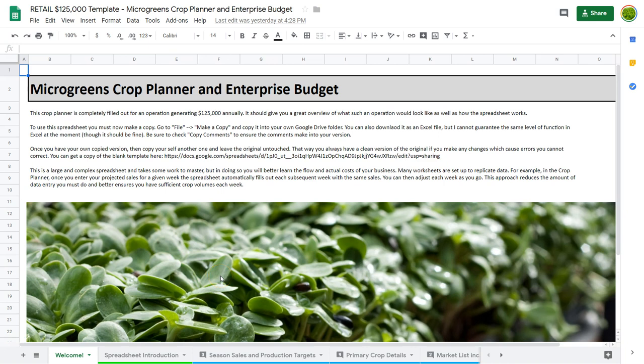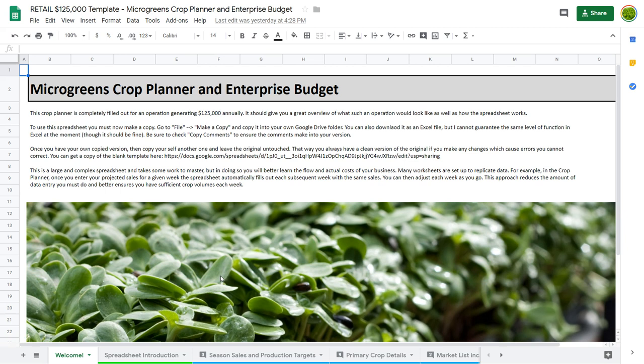One of the most important aspects of running a microgreens business is actually the crop planning. And it took me many, many months, probably well over a year, to really understand the importance of crop planning and how it relates to running an efficient business.